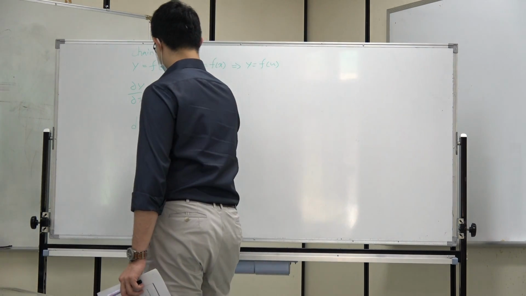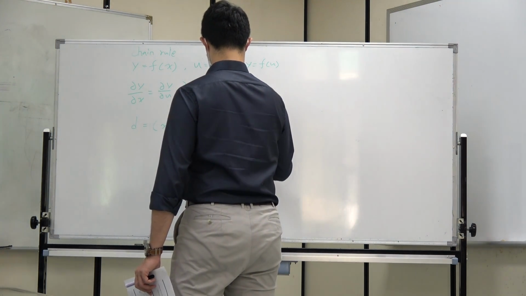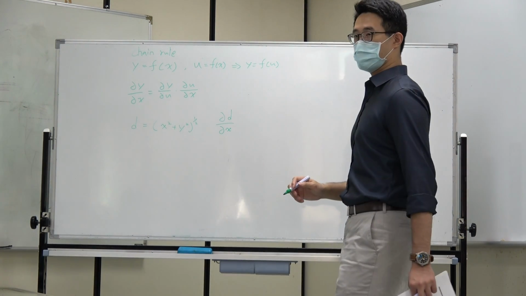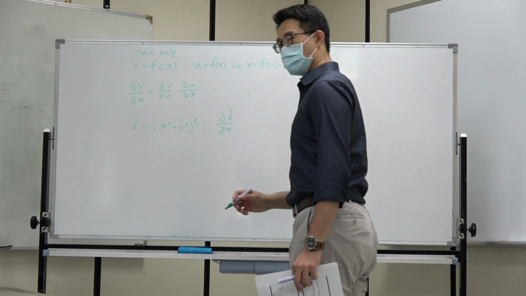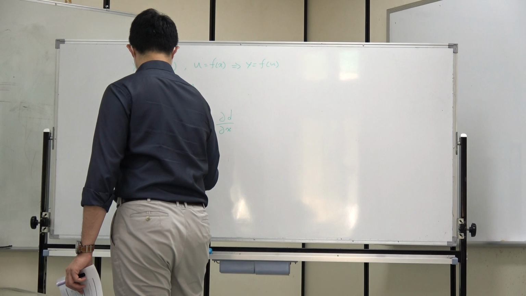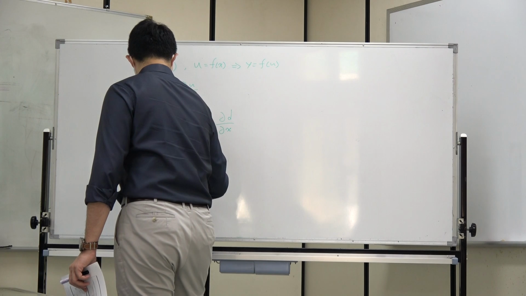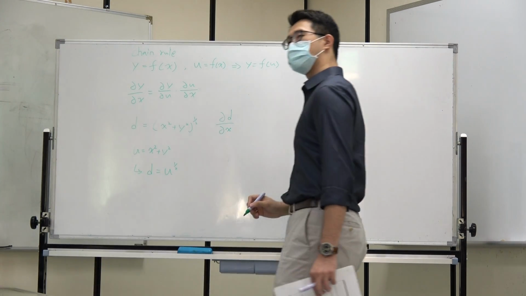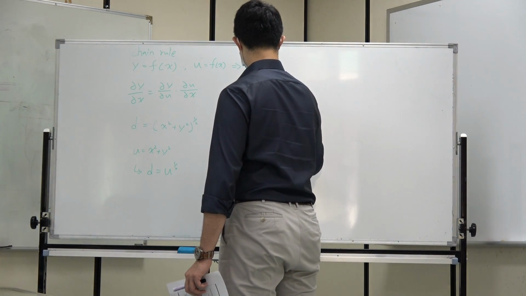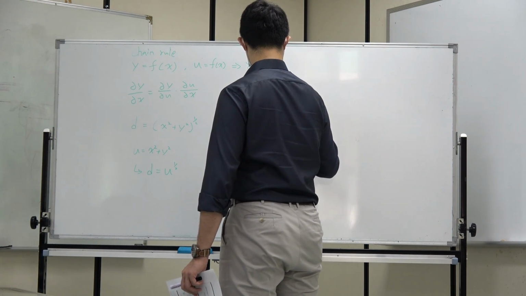So in this case, if I want to get this, then the equation will be too complicated to directly solve. So what we can do is declare u equals x squared plus y squared. In this case, d equals u squared. Okay? So in this case, what we can do is take partial d over partial u, multiplied by partial u over partial x.